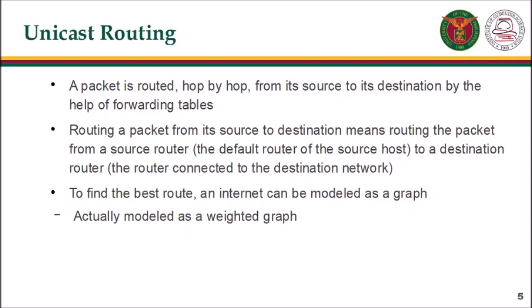An internet is modeled as a weighted graph, in which each edge is associated with a cost. In routing, the cost of an edge has a different interpretation in different routing protocols. For the moment, we assume that there is a cost associated with each edge. If there is no edge between the nodes, the cost is infinity.